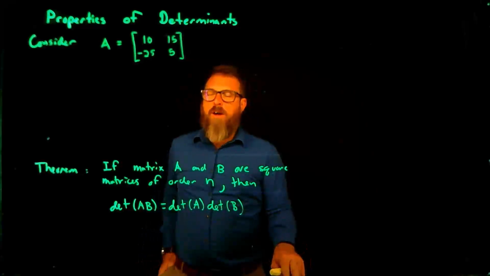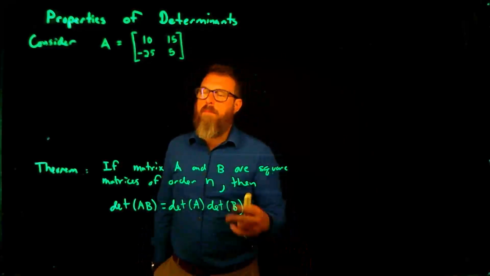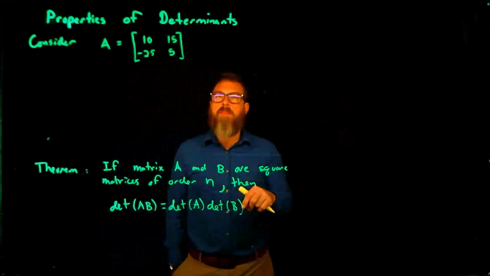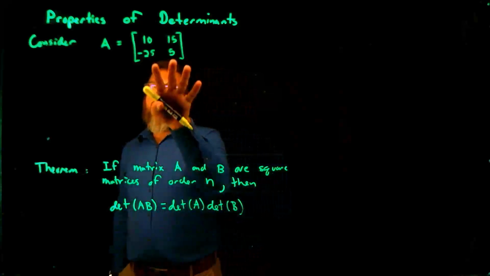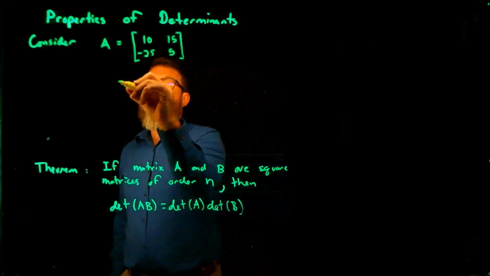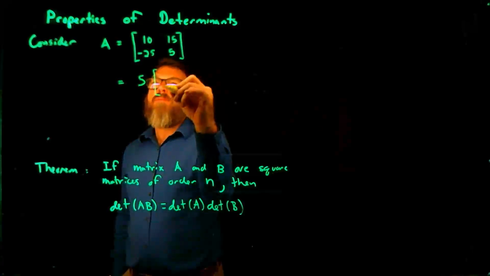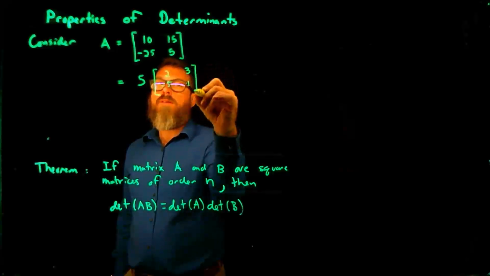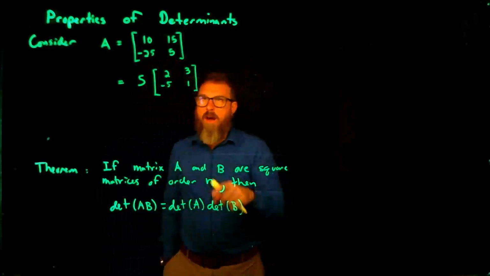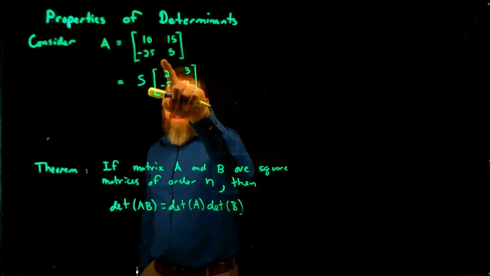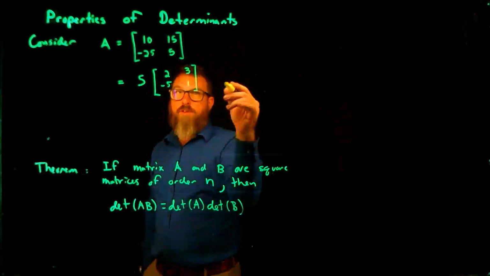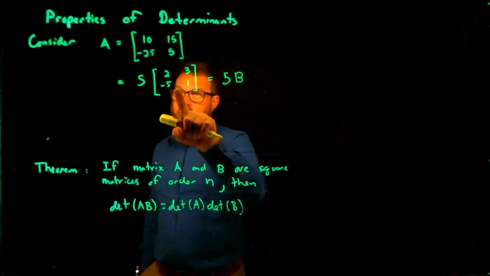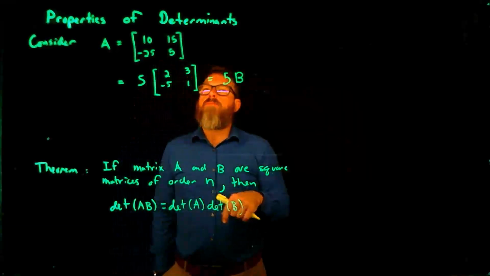Now another property I want to cover is what happens when we have a multiplication of a scalar times a matrix. I've written this matrix as something that is all divisible by 5. So this would be equal to 5 times the matrix 2, 3, minus 5, and 1. Now I want to take the determinant of this matrix and see how it relates to the determinant of this matrix. So this is going to be equal to 5 times B, where this is B, and this is equal to A.